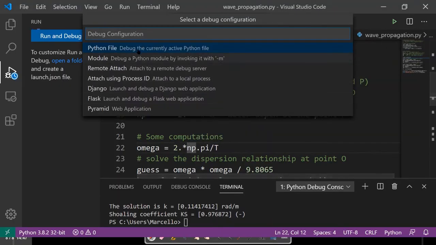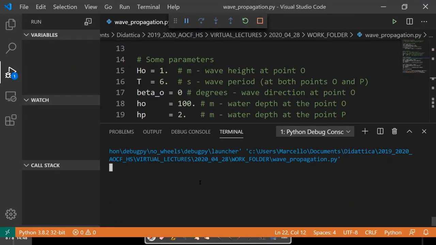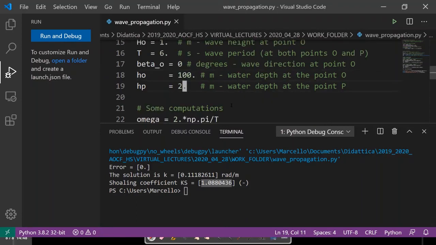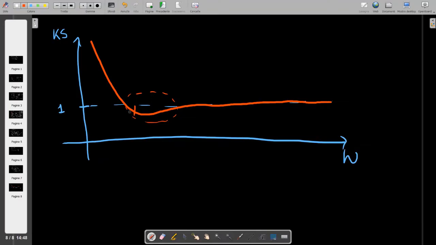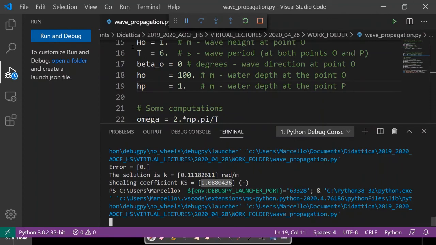So we can repeat the computation, and we should get a value of the Ks coefficient higher than 1. Indeed, it is higher than 1. If we decrease, so in the first case we were here, now we were here, we are here. Now further decreasing the value of the water depth, we should have a higher value of the shoaling coefficient.